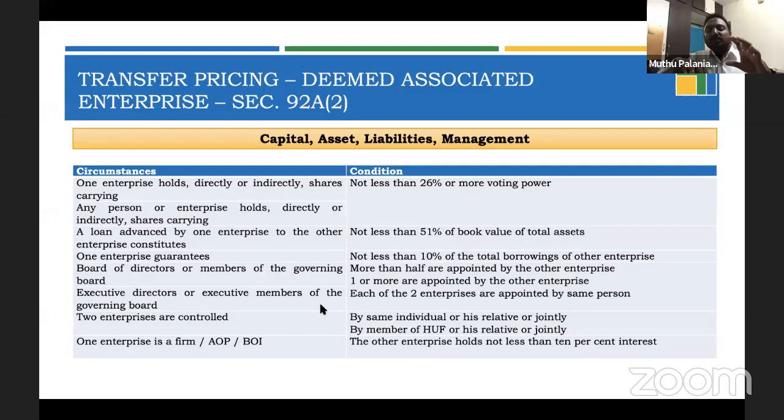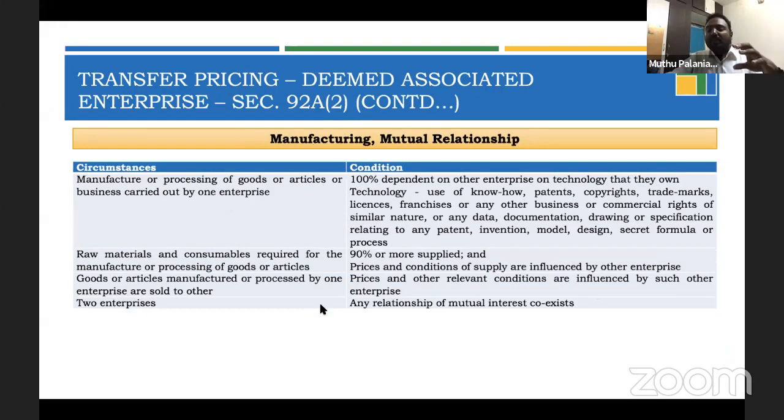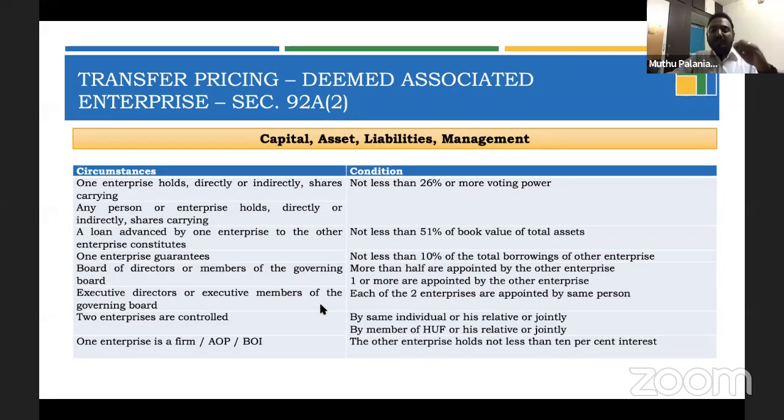One is participation based on capital, assets, liabilities, and management. That is more of a balance sheet item. And the second classification will be based on the manufacturing activity and the mutual relationship. So we'll understand one by one.